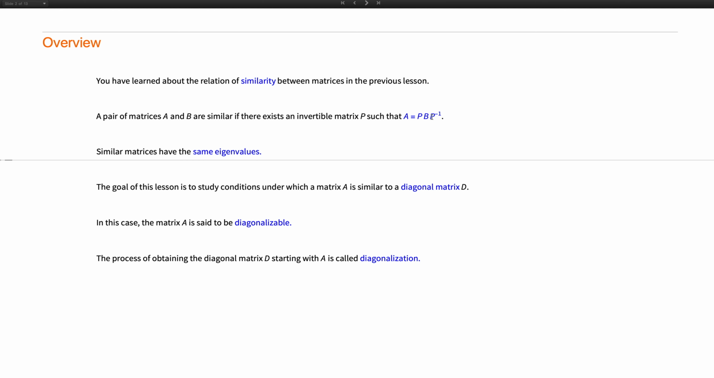The point here is that the relation doesn't depend upon A and B particularly, but in this lesson we'll talk about the case where the matrix A is similar to a diagonal matrix D. So the matrix B here is going to be diagonal when that is possible. In such a case, we'll say that the matrix A is diagonalizable. And the process of obtaining D starting from A is called diagonalization.